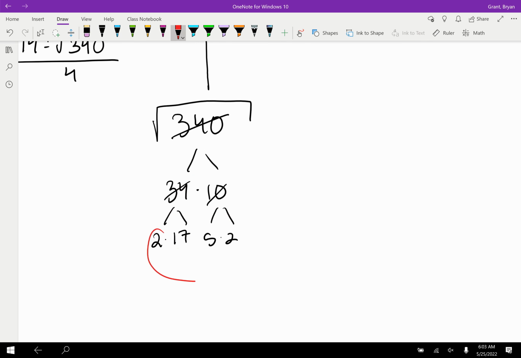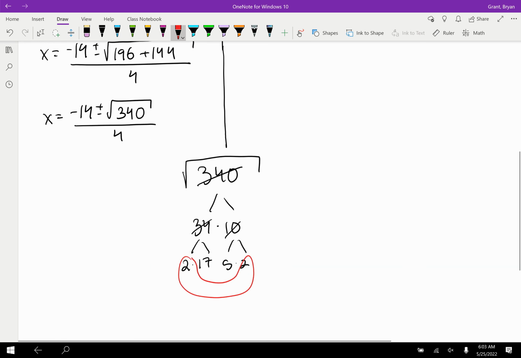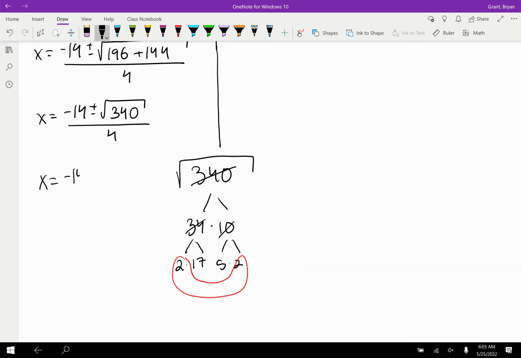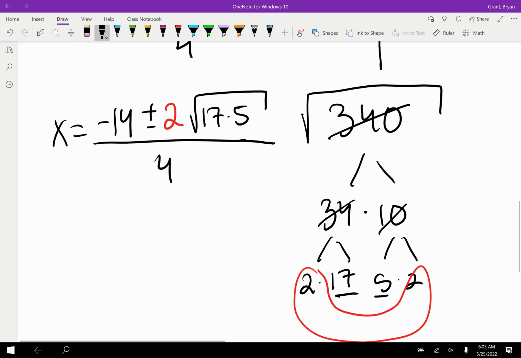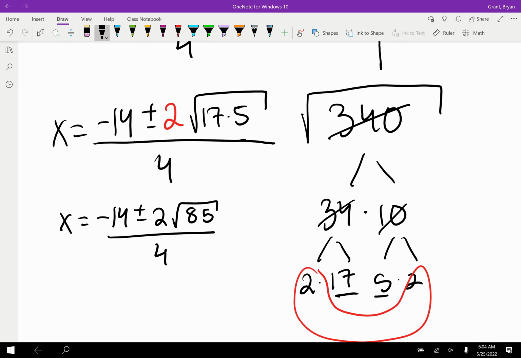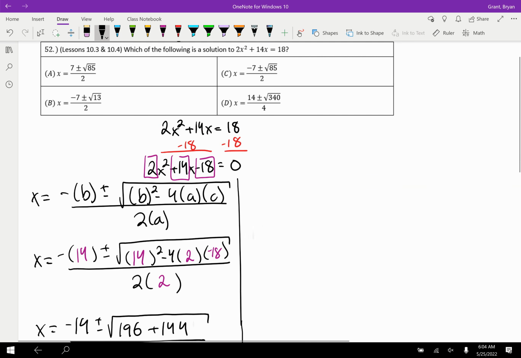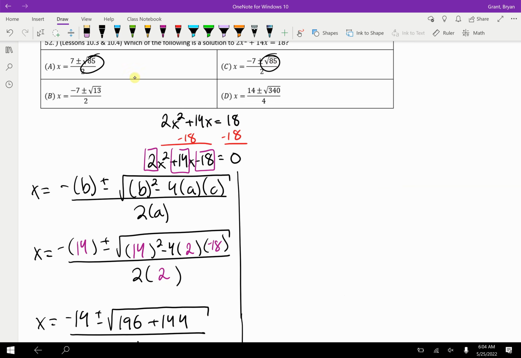Looking at this, I see a pair of 2's, which means we can rewrite this as x equals negative 14 plus minus the square root, all over 4. My pair of 2's goes to the outside, and on the inside, I have the 17 and the 5, those two leftover numbers. Looking at this, I think we can do a couple things. First, negative 14 plus minus 2 square roots of, let's do 5 times 17. 5 times 17 is 85, over 4. Is that 85 anywhere up here? I see some 85s. That's a good sign.